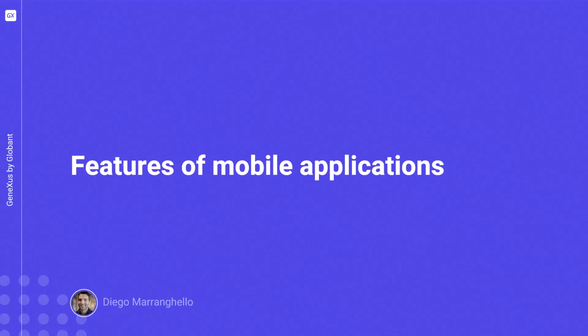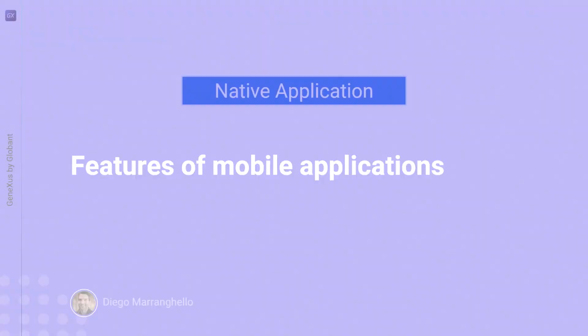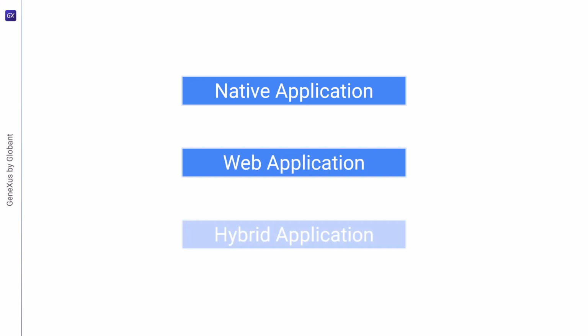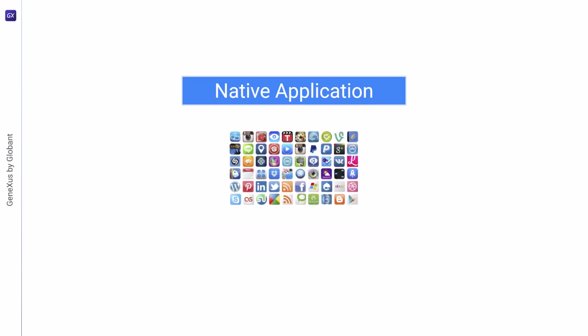In this video, we'll discuss the main features of smart device applications. Mainly, there are three types of applications: native applications, web applications, and hybrid applications. In this course, we'll focus on the development of native applications.